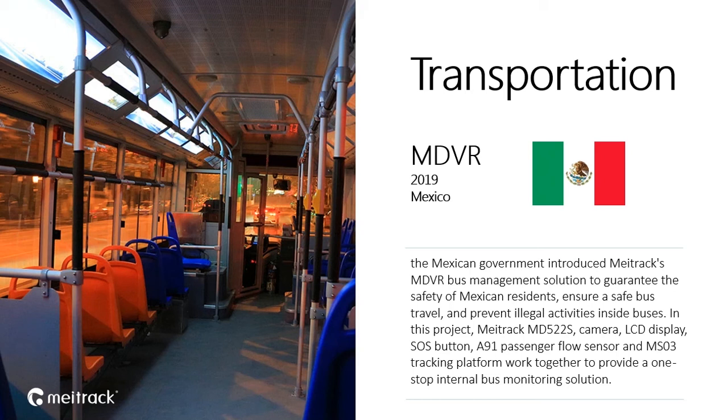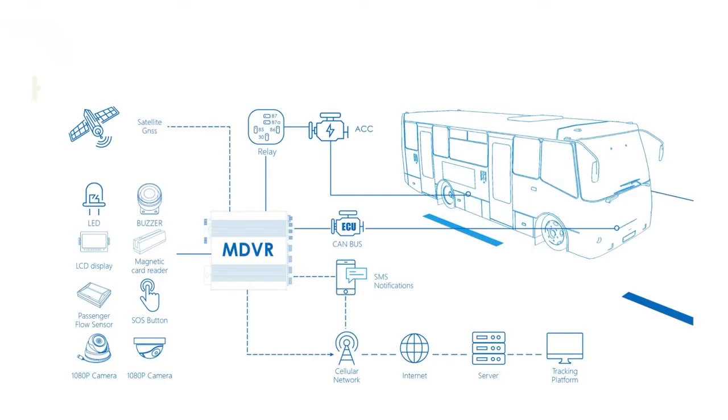Here's a picture of the detailed working flow for you to understand better. In this case, an external relay is connected to remotely cut off the vehicle fuel or engine power supply. These accessories, LED, buzzer, etc., are used to expand its usages.